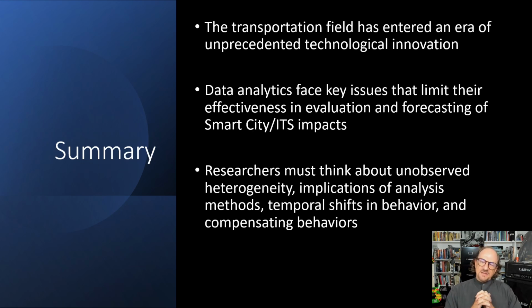So to summarize, the transportation field has entered an era of unprecedented technological innovation. When you think about what has happened in the last 4 or 5 years, even, it's been amazing. So many things are happening. The data analytics face key questions that limit their effectiveness in the evaluation and forecasting of smart city and ITS. So these are the 4 examples that I gave here. So researchers must think about unobserved heterogeneity, the implication of analysis methods, big data prediction, causality trade-offs, temporal shifts in behaviors, and compensating behaviors.